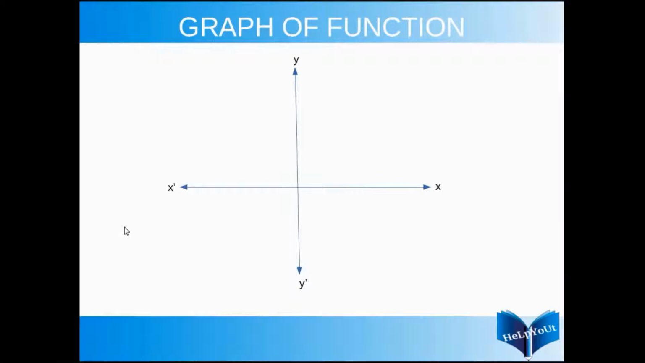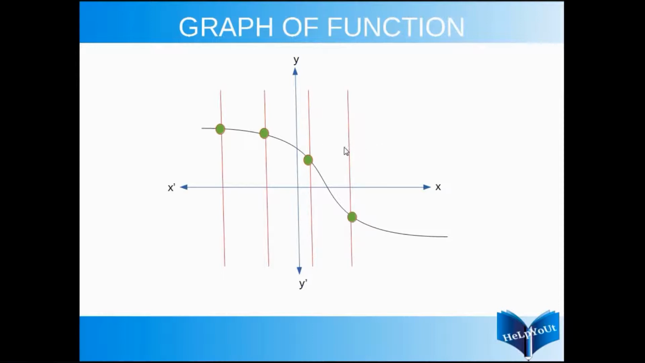Now let's see a graph of a function. I have drawn a random curve here. For that, I have drawn a vertical line. This vertical line has cut only once. Then I have drawn another vertical line. This also cut only once here. Similarly, I have drawn many vertical lines and they all cut only once.